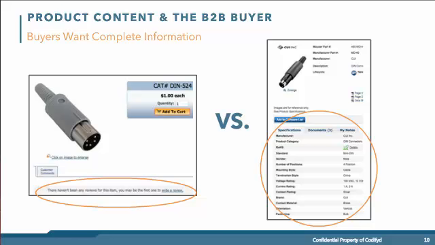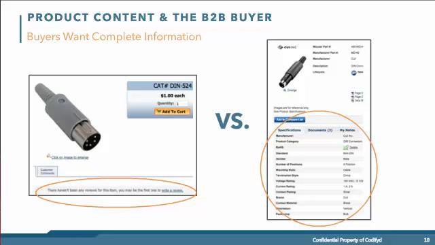Whereas if you were to compare that example to what you're seeing on the right-hand side, you have lots of opportunities to understand if you have the right product and whether or not it's going to support the application that you intend to purchase it for. So that's an example of good content compared to bad content, and I think everyone in the audience would agree that it's much easier to understand what you're buying with the right-hand example.